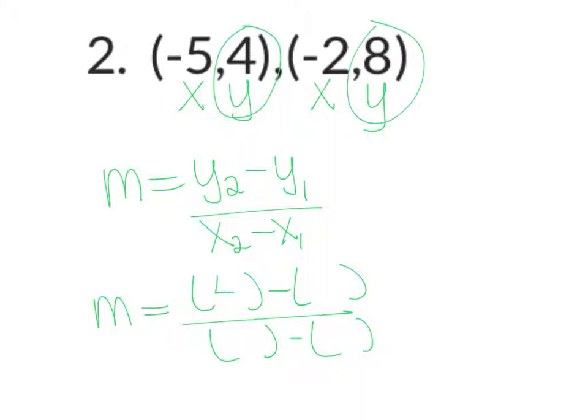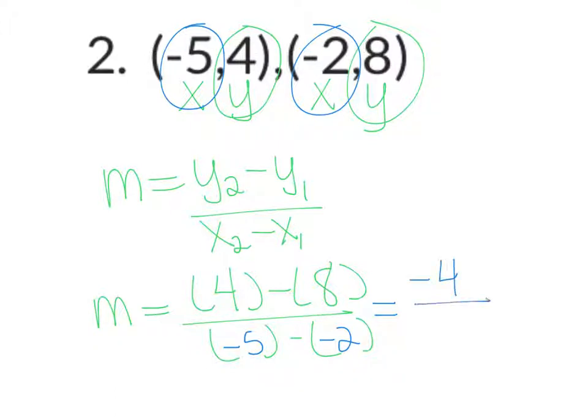I'm just going to go 4 and 8. All right, then we have our 2 x values. So just remember the 2 x values have to go in the same order as the y's. So that's a -5 and a -2. So now we have 4 minus 8 is -4. Okay, and then we have 2 negatives here, so I'm going to make that a positive. So we have -5 plus 2, which is -3.